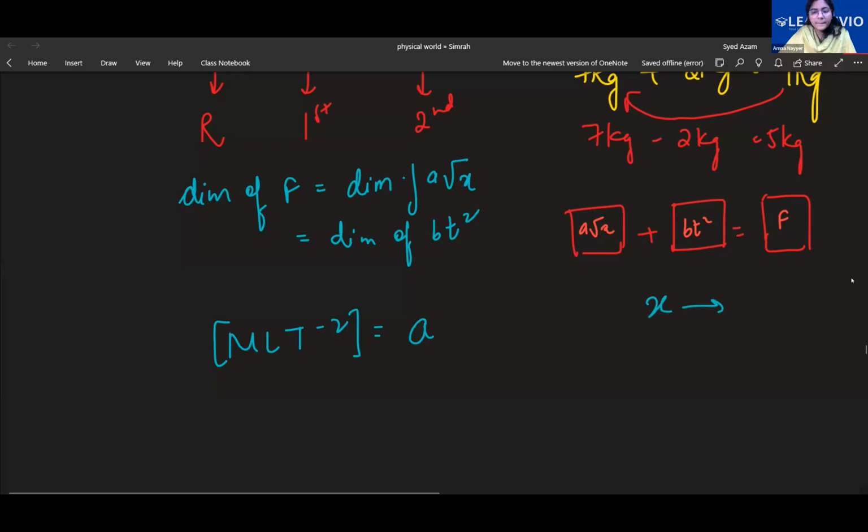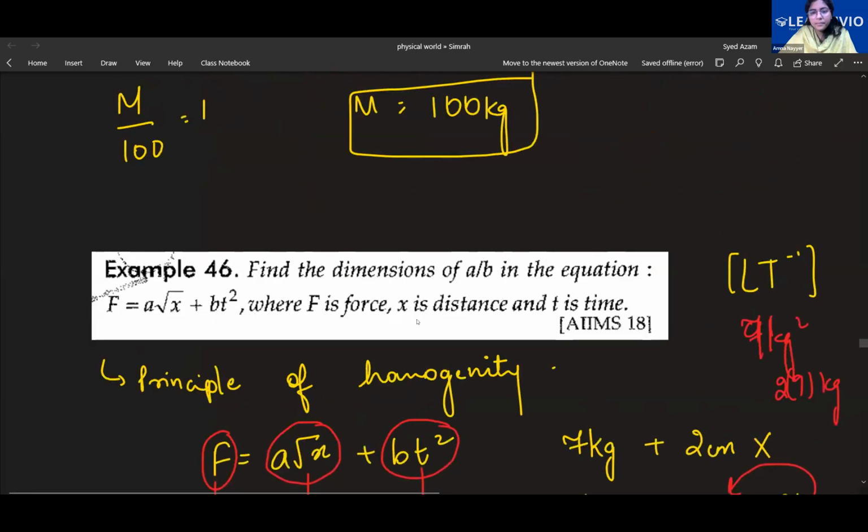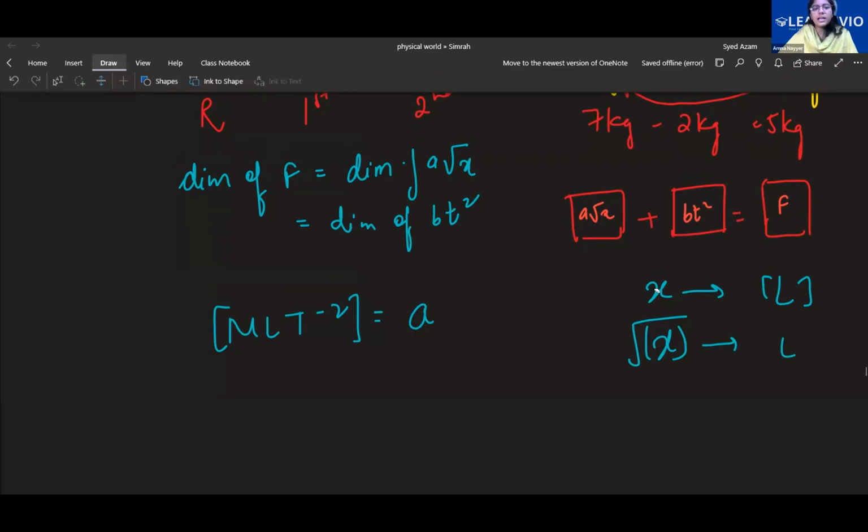Now what are the dimensions of x? It is L because the question stated that x is the distance. So x will be L. It is saying root x. Root x means this is L, raised to minus 1? No, that's why your answer must have been wrong.